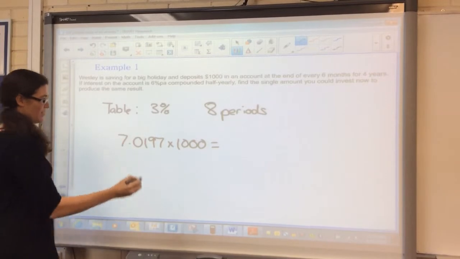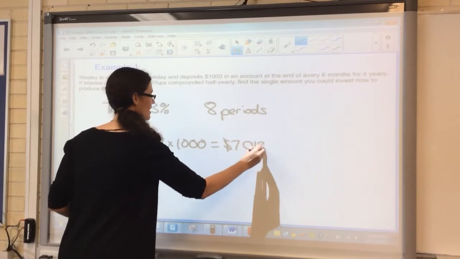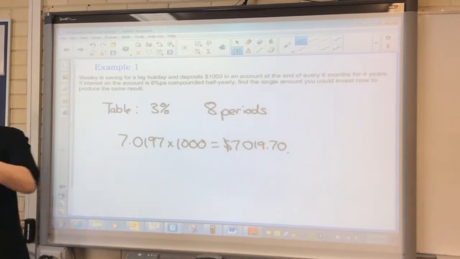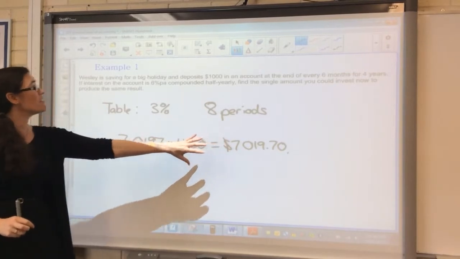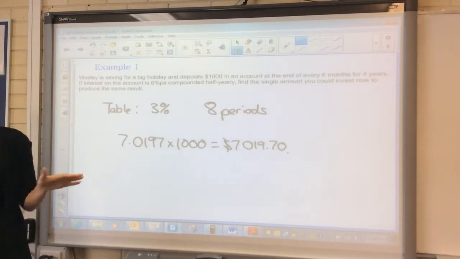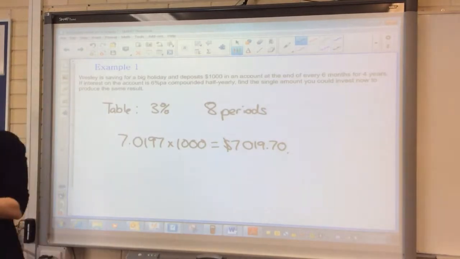Which is not very tricky to work out. $7,019.70. So Wesley could invest $7,019.70 right now, and at the end of 4 years, he'd have the same amount of money as if he invested $1,000 at the end of every 6 months. So that's what this table tells me. It tells me that this invested for 4 years at 6% compounded every half year will give me the same answer as 1,000 invested every 6 months for 4 years.